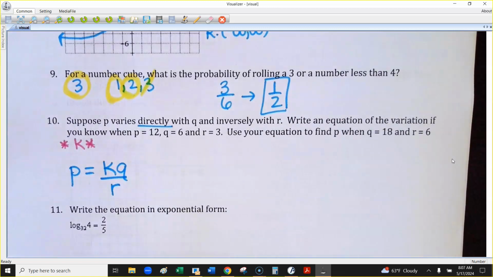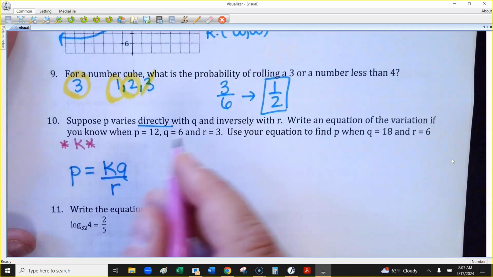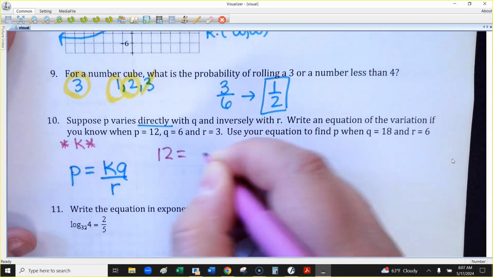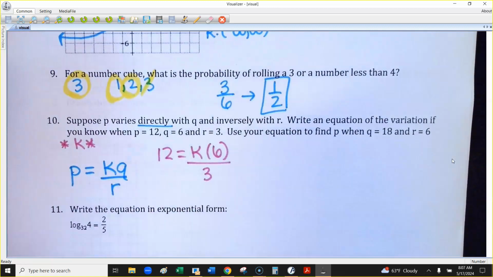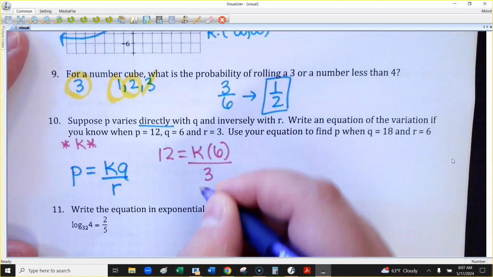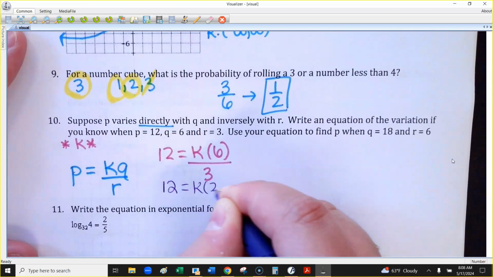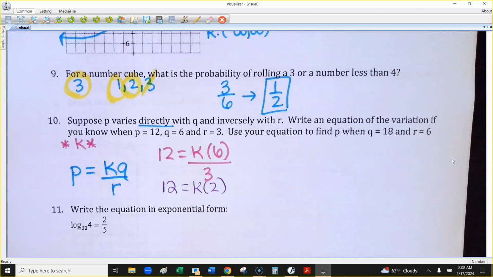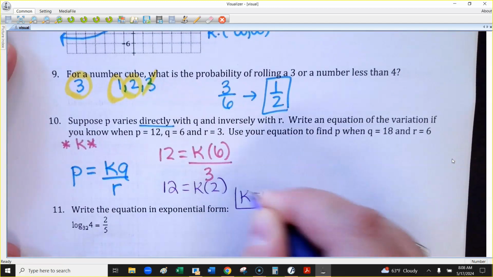So we're going to go through here and sub these in. It says write an equation of the variation when P is 12, so I'm going to put 12. We're going to solve for K here. Q is 6 and R is 3. So I'm just subbing those numbers into what I set up to get the K value. There's a couple ways you could do this. If you want to reduce that real quick, 6 divided by 3 is just 2. And so all I would have to do to get the K value is take 12 and divide it by 2. So my K value is going to be 6.